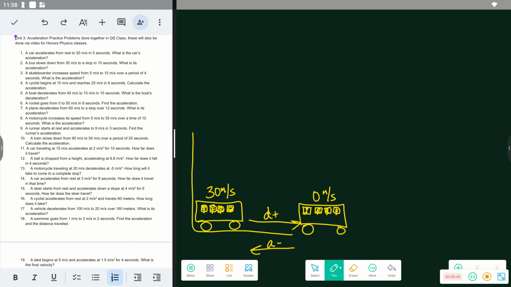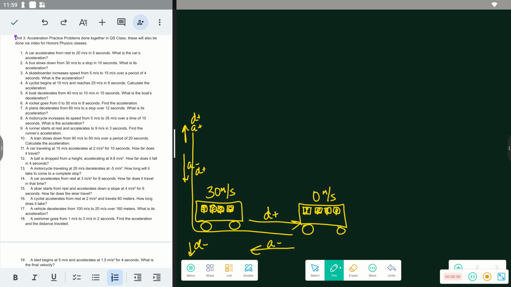So your acceleration is negative going this way. Down, it would be negative here. If it's going up, acceleration would be positive, as would displacement. Displacement would be negative down here if it was going underneath. Okay. So a bus slows down. So now you have your diagram made, which you need to do every time.